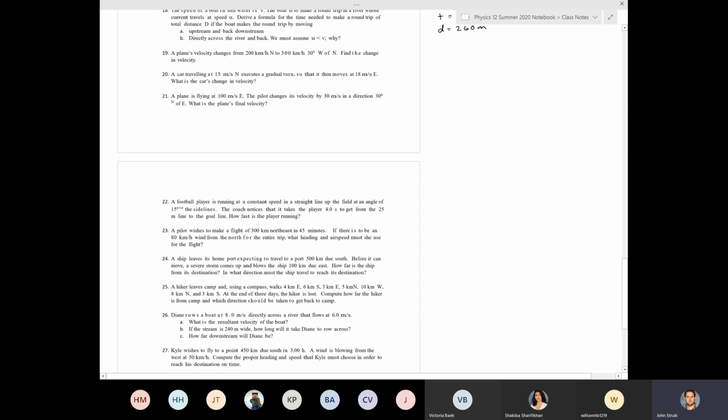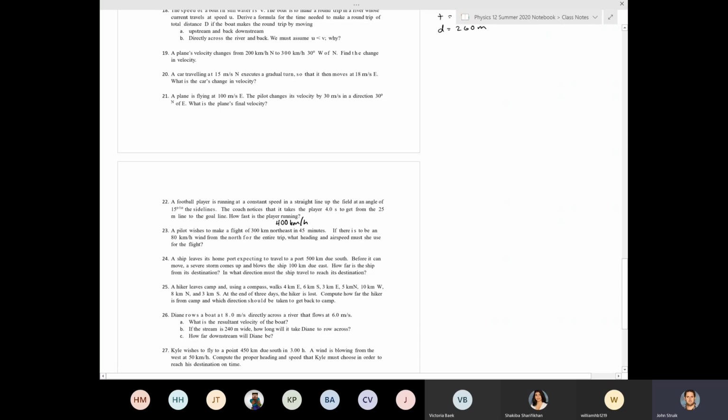Pilot wishes to make a flight of 300 kilometers northeast. And every time it says northeast or southwest or whatever, it just means exactly northeast, so 45 degrees. So 300 kilometers northeast in 45 minutes. That's what the pilot wants. If you figure that out as a velocity, 300 divided by 0.75 hours, that's 400 kilometers per hour, and that's northeast, so 45 degrees northeast.